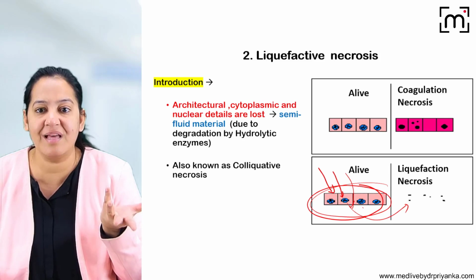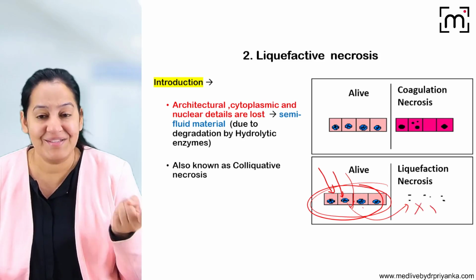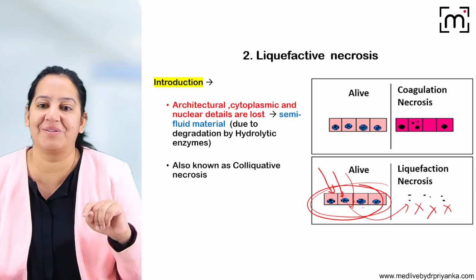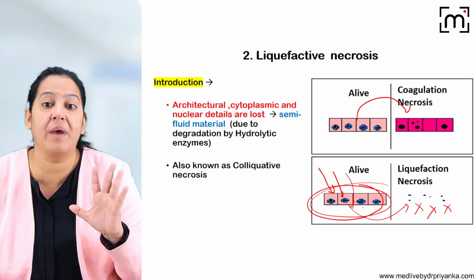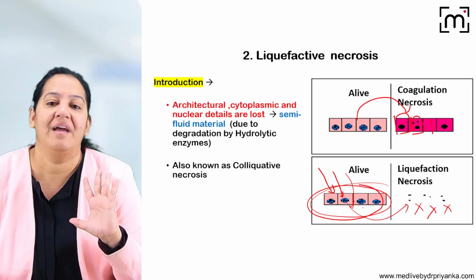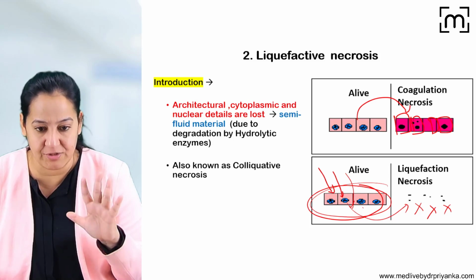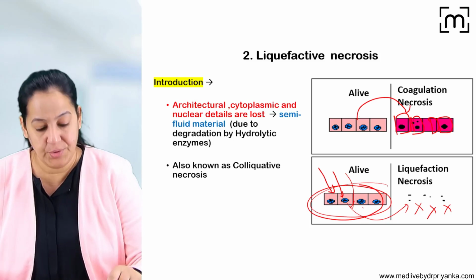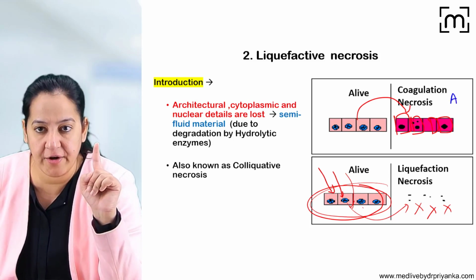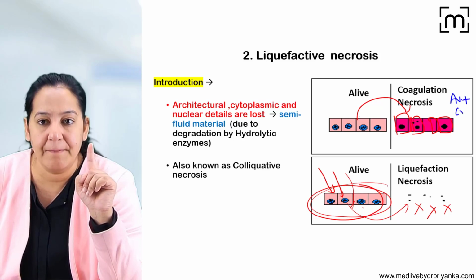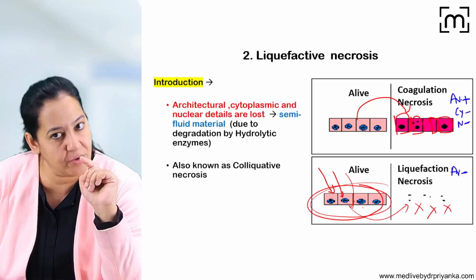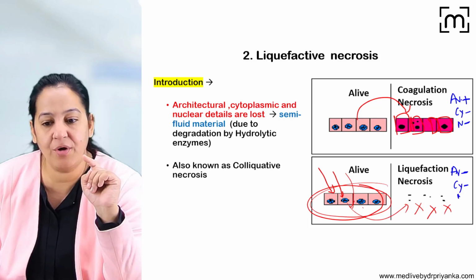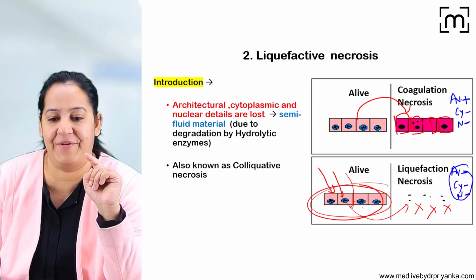You will say, ma'am, I can't see the cell. The outline is also gone. The cytoplasmic detail is gone. The nuclear detail is gone. So all three details are gone, in contrast to coagulative necrosis, where at least the outline, the architecture, was maintained. In coagulative necrosis, architecture persists, but cytoplasmic and nuclear details are gone. Here, all three are gone: architecture, cytoplasmic details, and nuclear details. See, compare.